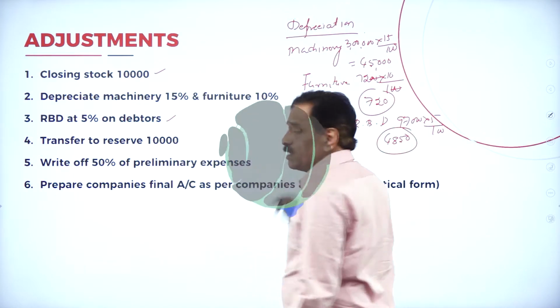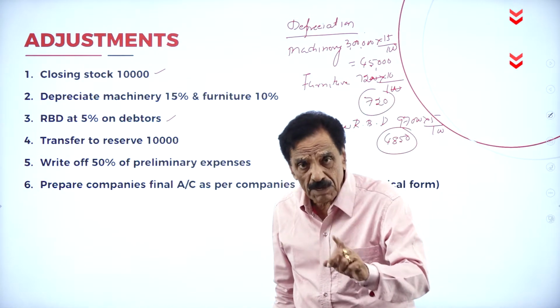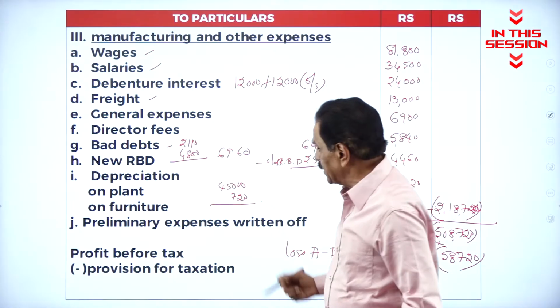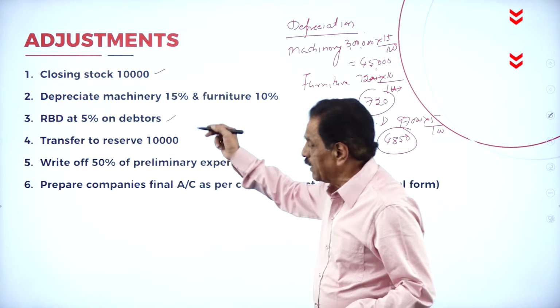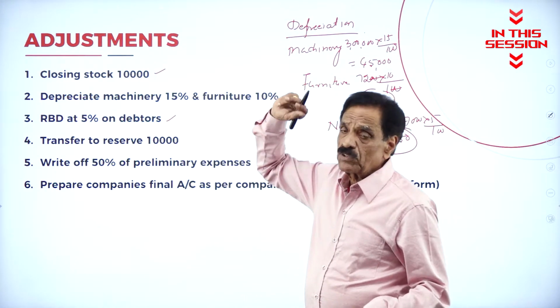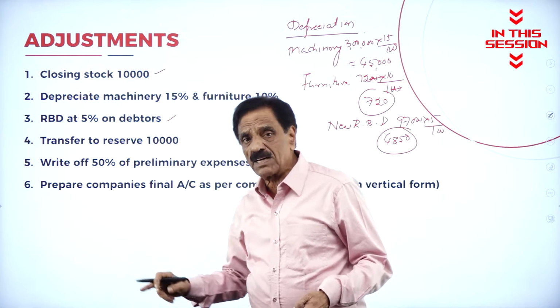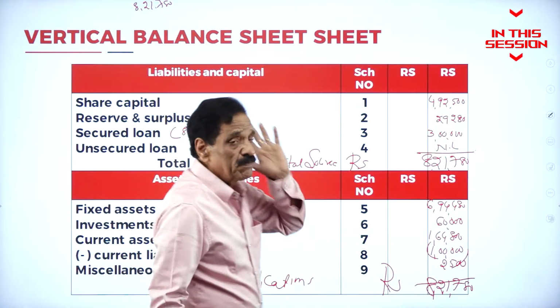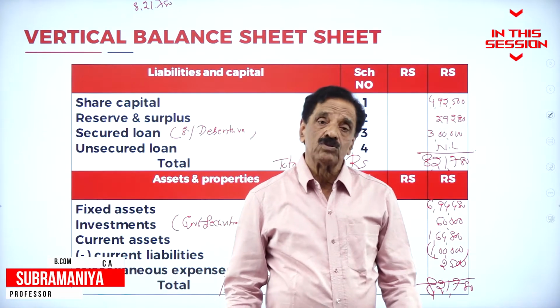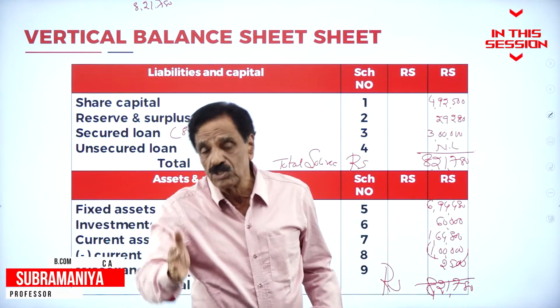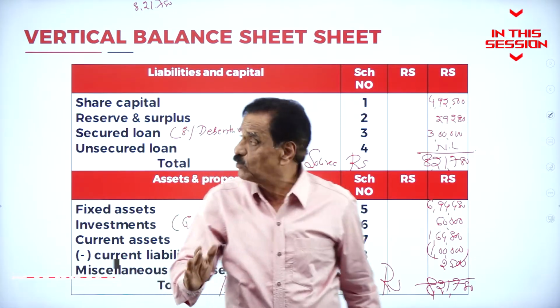What is the formula? Bad debt plus new RBD minus old RBD. When there is a loss, we cannot transfer the reserve because there is a loss. Premium expenses, first it will come in the expenditure side, then it should be shown on the asset side or deduct from the reserve and surplus. As per accountancy standard and also new Act 2013, all the balance sheets should be prepared under vertical column only.